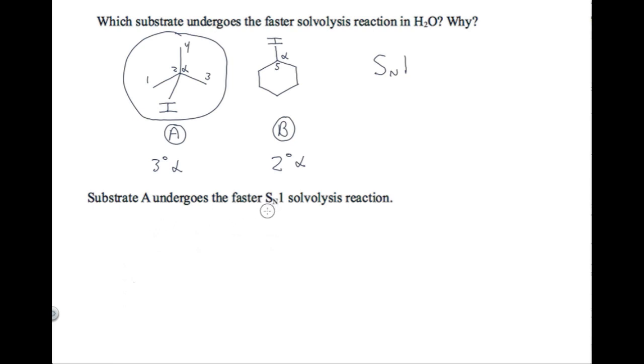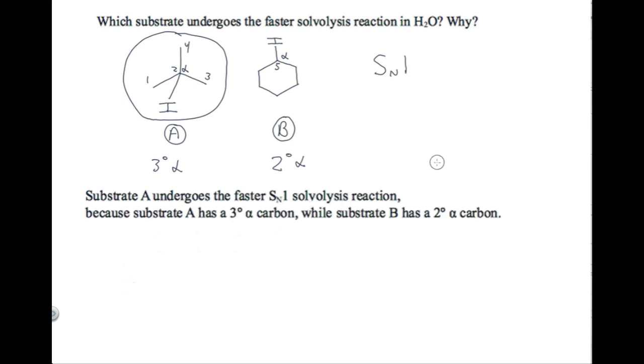Now this wouldn't be a full credit answer because we haven't explained why. So you'd have to articulate why this is faster. So here's a better answer that explains that substrate A is better for SN1 because it has a tertiary alpha carbon, which is better for SN1 than a secondary alpha carbon. This still might not be 100% credit because we still could go deeper into explaining why. Why is a tertiary alpha carbon better for SN1 than a secondary? How would you explain that?